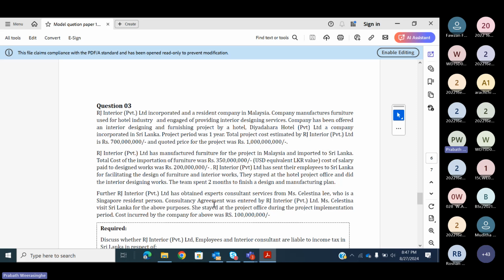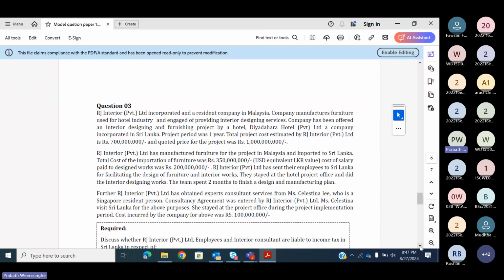Now another agreement is involved. A consultant agreement was entered into with RJ Interior Private Limited with Celestina from Sri Lanka for a purpose. She stayed at the project office during the project implementation period. The cost incurred by the company was about 100 million. So then you can simply work out that 1 billion minus the expenditure incurred, the balance shall be treated as income and liable for tax.